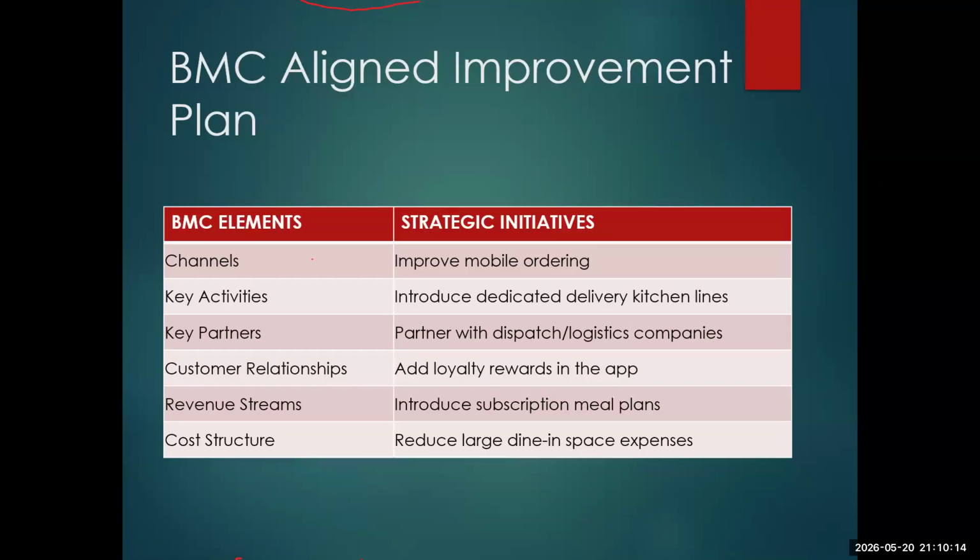Key partners, partner with dispatch and logistics companies. We need to get this thing done. You can't be calling that one person that will deliver for you, deliver for Chicken Republic, deliver for Mama Tony, and then you have to get companies that actually specialize in doing this thing. Customer relationship, add loyalty rewards. Can we add loyalty rewards to our apps? That's just one. There are many others.